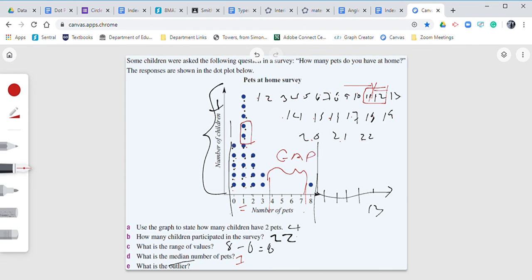And an outlier is a piece of data that doesn't match the trend or stick with the main cluster. So your main cluster of data is all right here. An outlier is a piece of data that's unusually high, or usually low, outside your expected data. So one student had 8 pets, and that would be an outlier.